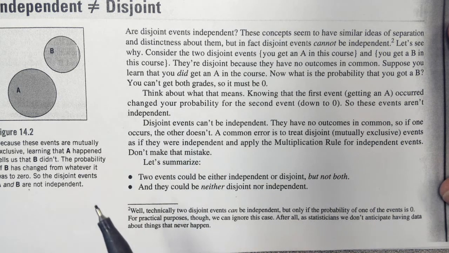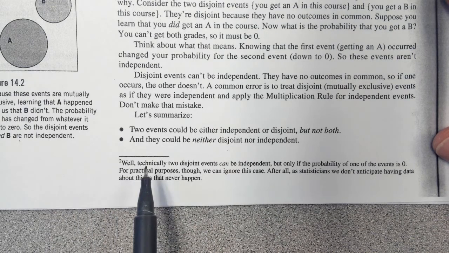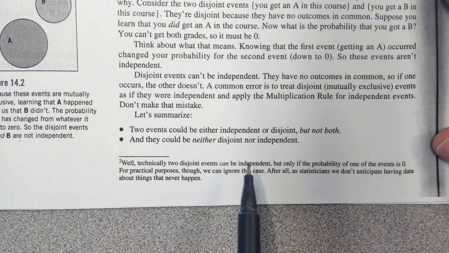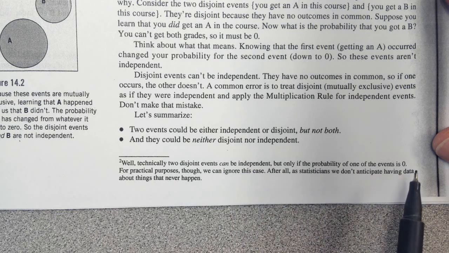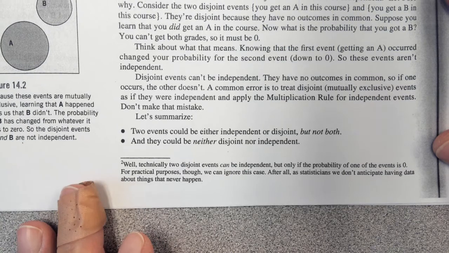Now there is a little footnote down here, usually a little tongue-in-cheek comment. Technically, two disjoint events could be independent, but only if the probability of one of the events is 0. In other words, one of the events can't even happen. For practical purposes, we ignore this case. After all, statisticians don't anticipate having data about things that can never happen. So we don't even worry about that issue.